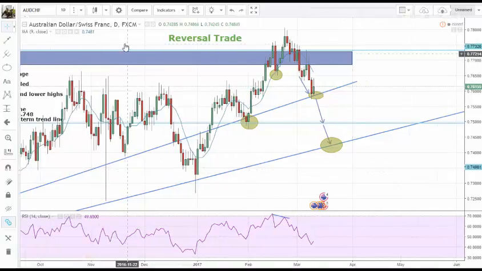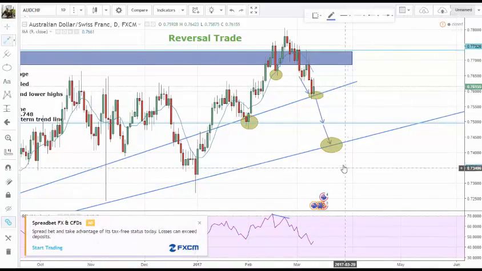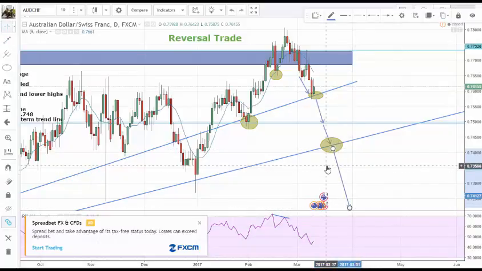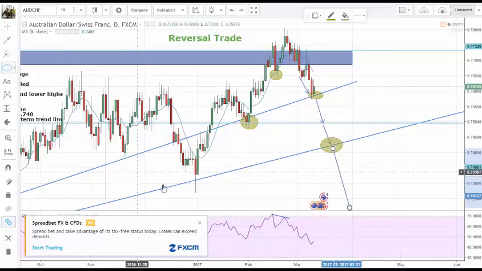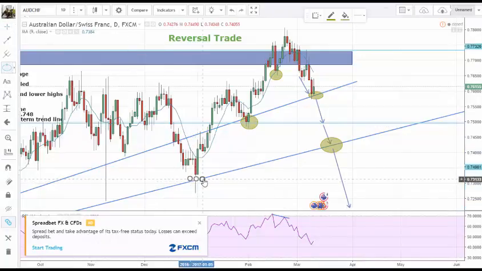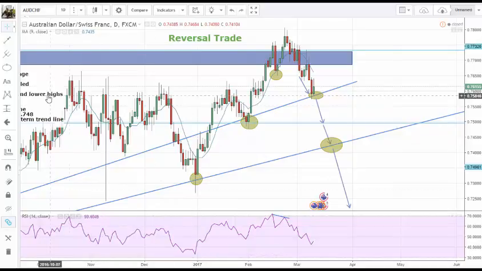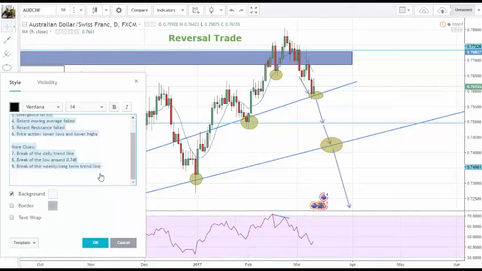And if it actually breaks, of course, then there is nothing in between, and we can go even further. Well, I see one more area that needs to be broken for even further decline, and that's the 73.2 area. Low needs to be broken as well.